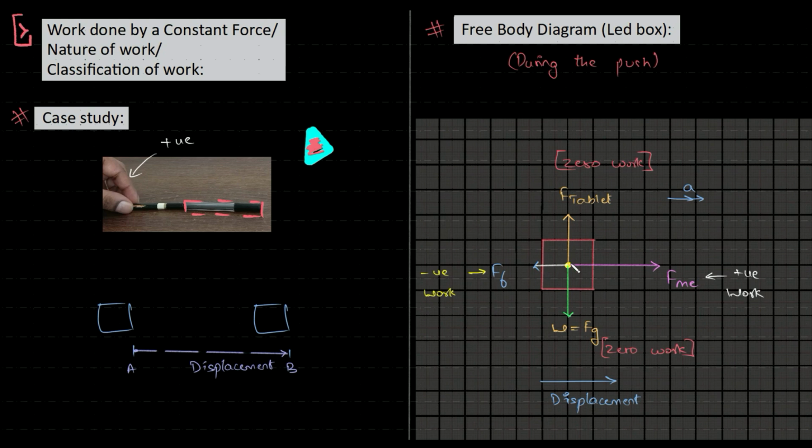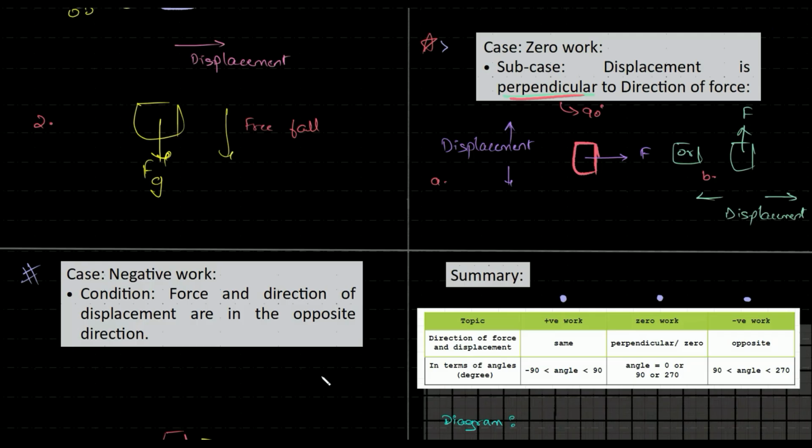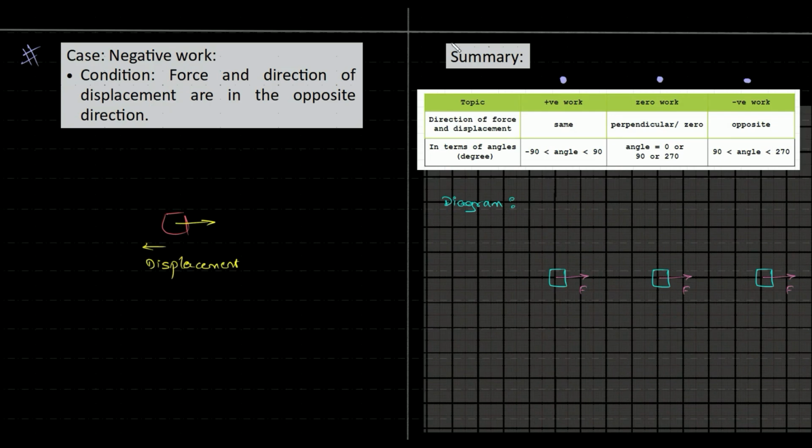If not for friction, this lead box would not have stopped moving, right? So yes, negative work is also important. That's why I told you negative work is required. It's very simple. Push it to the right; if the object is moving to the left, it's negative work. Of course, in this case, the pull is to the left and the direction of displacement is to the right. So this particular force has done negative work.